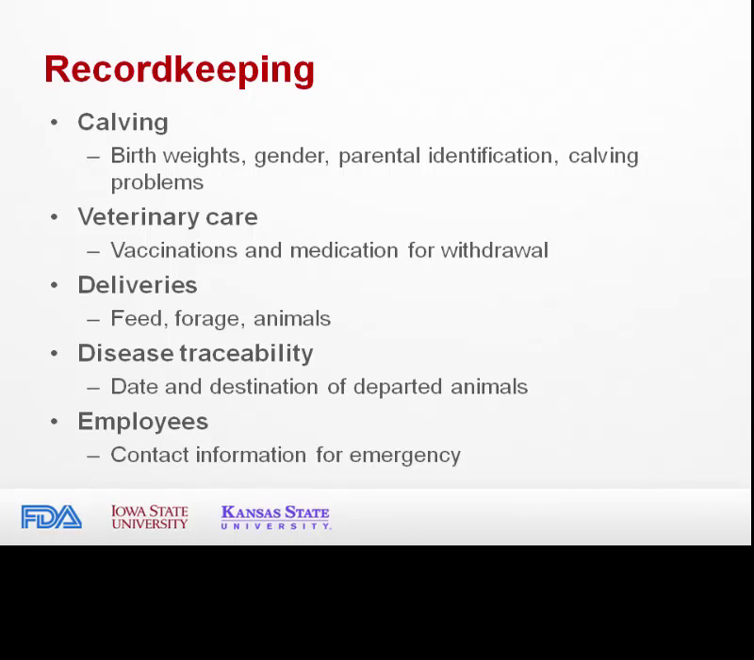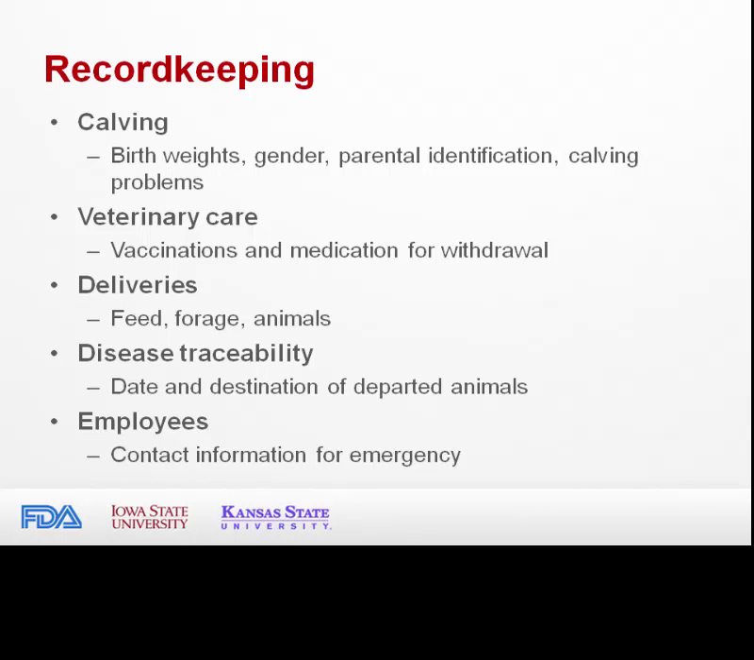All vaccinations and medications given to animals need to be recorded for the proper withdrawal periods. All deliveries need to be recorded, such as feed deliveries, forage deliveries, and departing or arriving animals. Commodity and animal movement information that should be recorded include the date delivered, destination, and animal identification, if applicable. When animals are sent to another location for another life stage of the cycle, records of when and where they are going need to be kept.